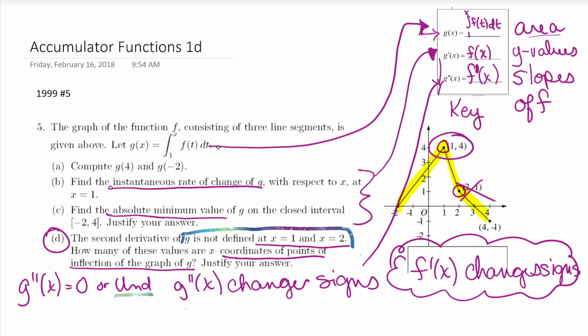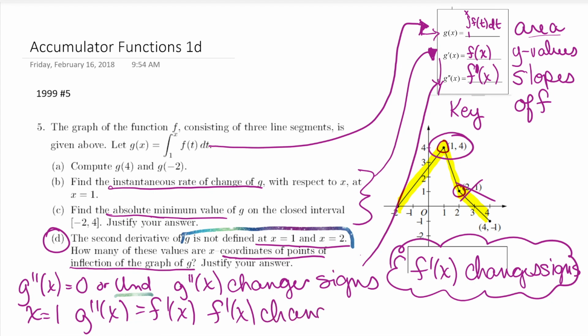So we say that at x equals 1, because it says how many x values are x coordinates of the point of inflection. So that's my answer, x equals 1. And that's because G double prime of x equals F prime of x. And F prime of x changes signs at x equals 1. Okay?